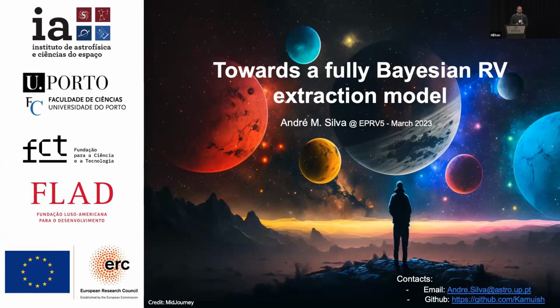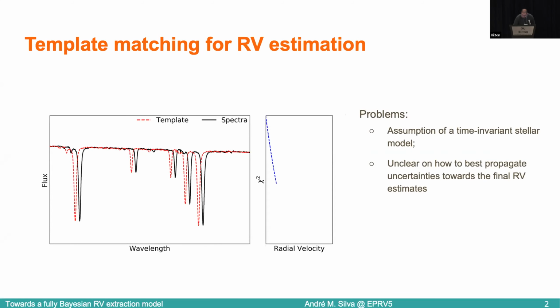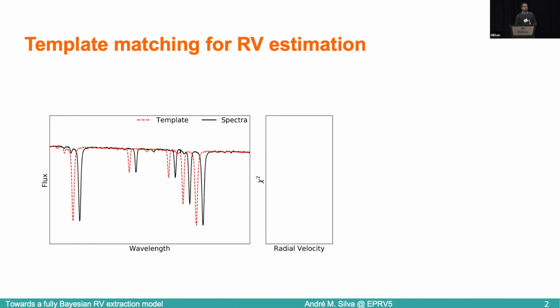I'm going to talk about our first steps towards a fully Bayesian radial velocity model that we are now starting to implement, and showcase some of its preliminary results on simulated data. So I think most of you know what radial velocities are, but just as a quick refresher on template matching.